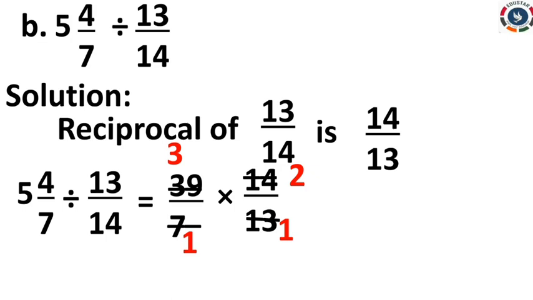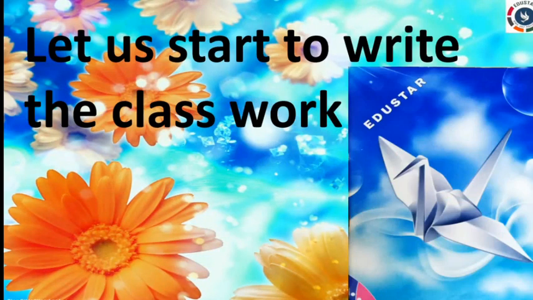So take and write the numerators and denominators: equal to 3 into 2 divided by 1 into 1. So multiply these values. 3 into 2 how much? 6. The denominator is 1, so no need to write it. Just write the 6 alone. It is equal to 6. This is the answer.